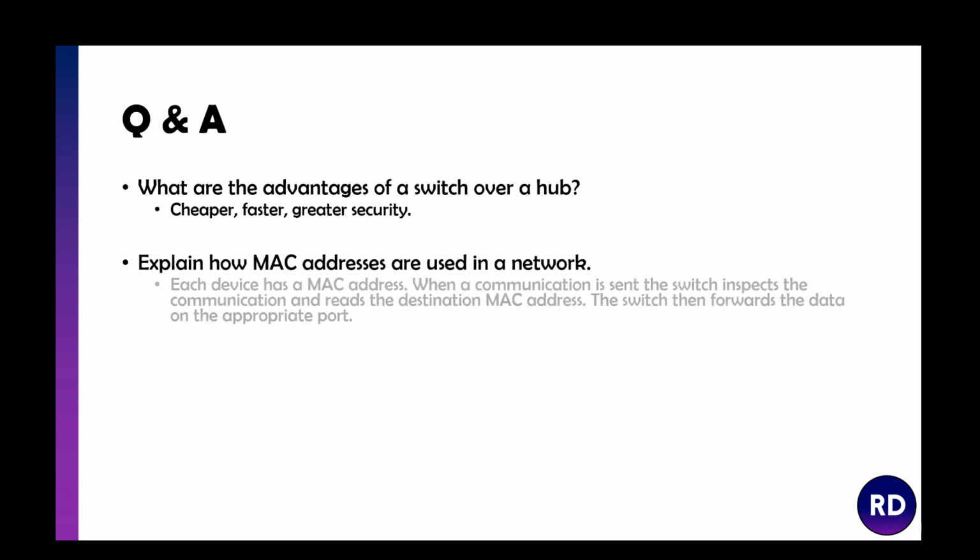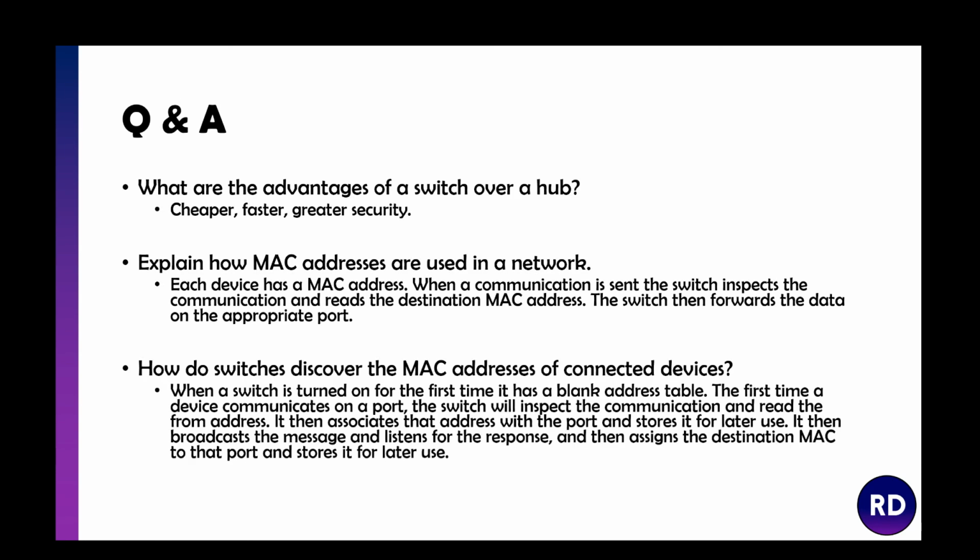Now a little Q&A. So the advantages of a switch over a hub is that it's cheaper, faster, with greater security. Now, how are MAC addresses used in a network? Each device has a MAC address. When a communication is sent, the switch inspects the communication and reads the destination MAC address. It then forwards the data onto the appropriate port, which goes to that computer.